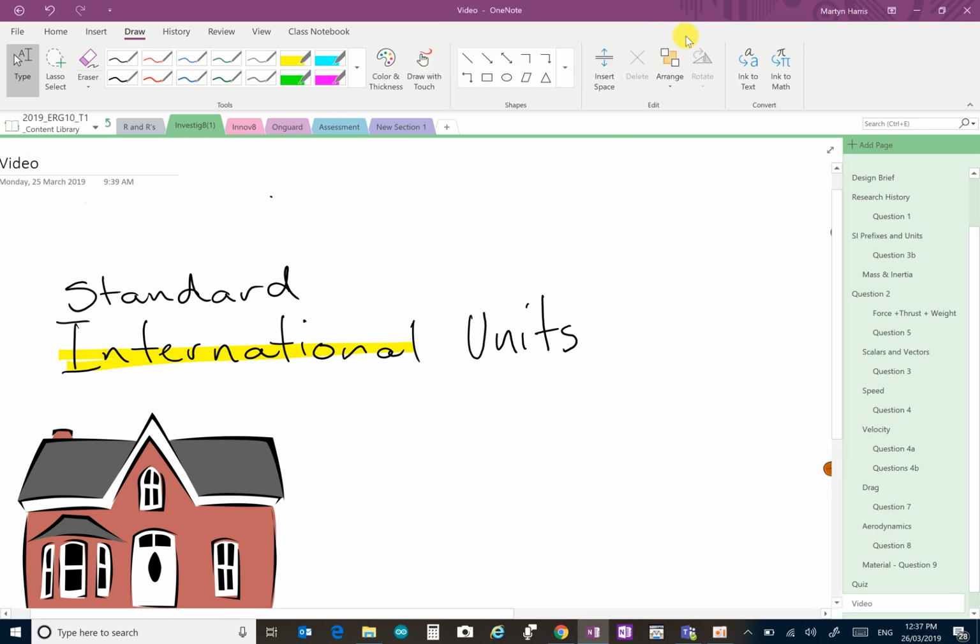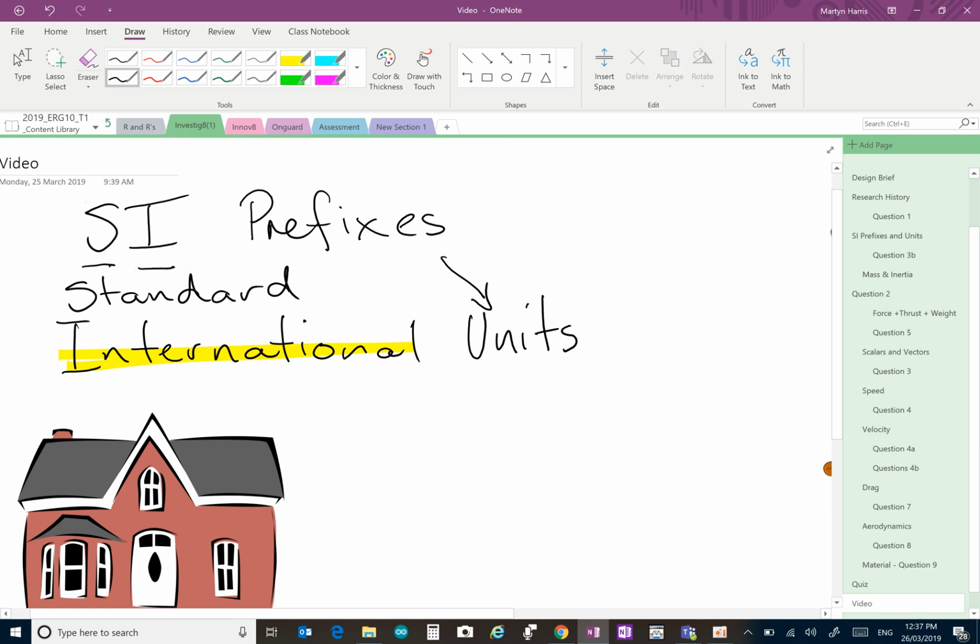In this video we're going to be talking about SI prefixes. Now SI prefixes are different from SI units. They are standard and they are international, exactly the same as what we've had before. That's what the SI stands for, but it's different to units. Units is what we're using to measure a quantity by.